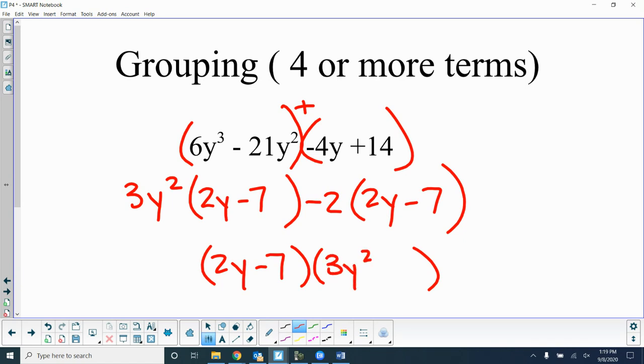That's right. That will be my answer then. Okay? So these have to be the same for me to finish it up. But most of the time they will. If they aren't, then you just say it can't be done, not factorable.